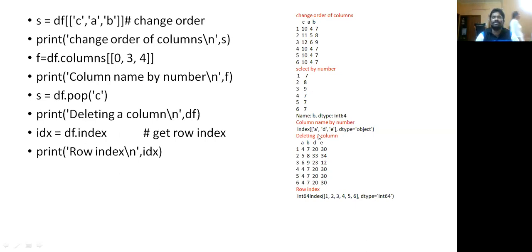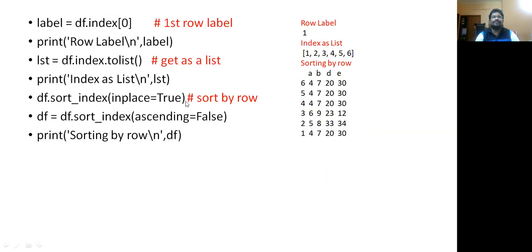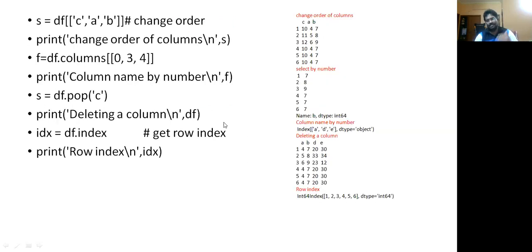Indexes: we already know A, B, E are the indexes, and after that the values have been changed, which is why the values are different here. Row index: suppose you want the first row label, then we can use df.index. The first row is 1, and so on. If you want to convert that index to a list, then 1, 2, 3, 4 up to the end. Later I will explain how these things work.